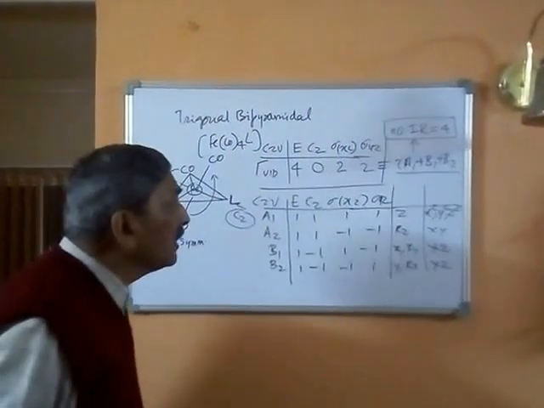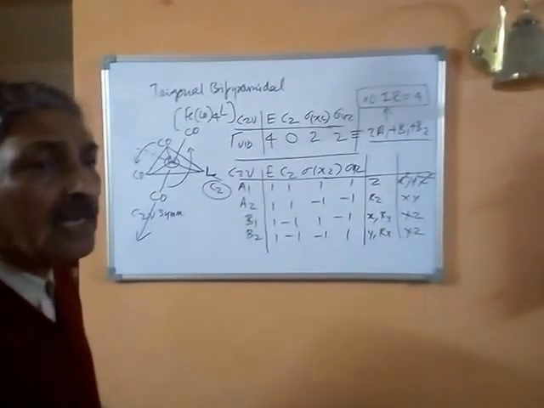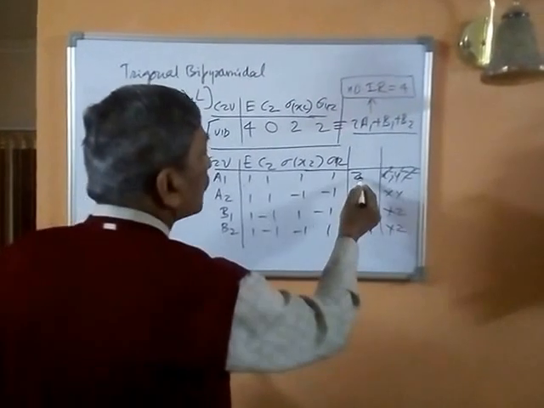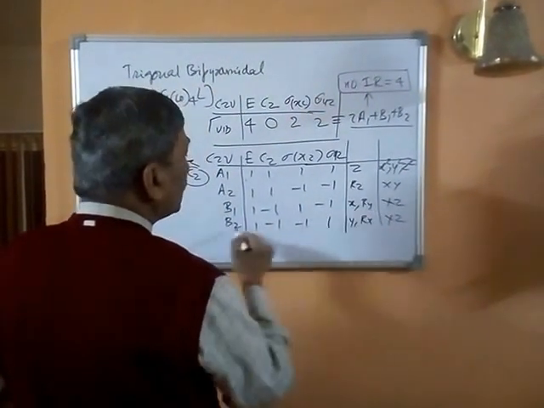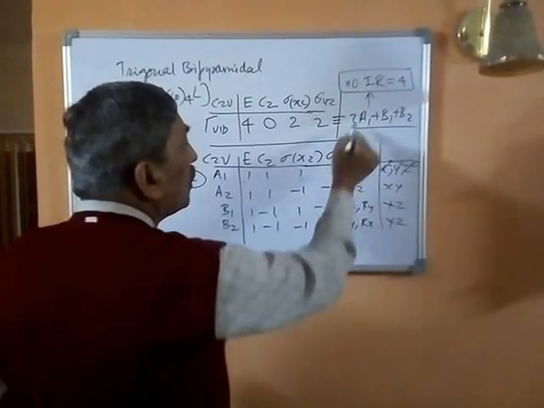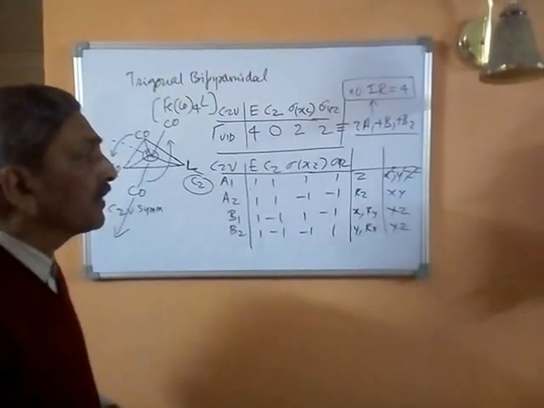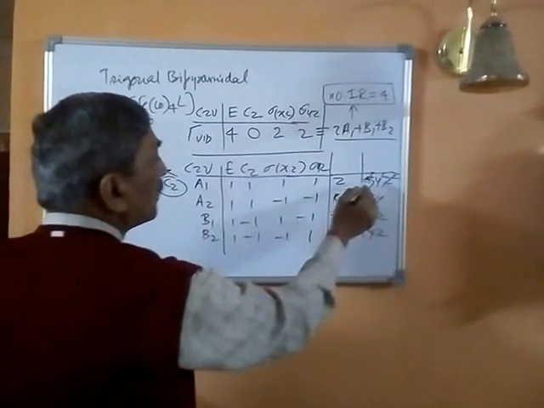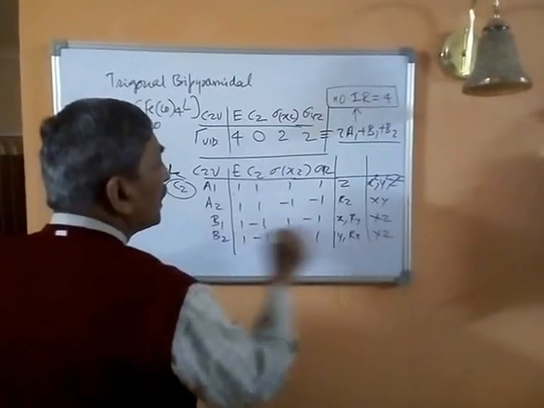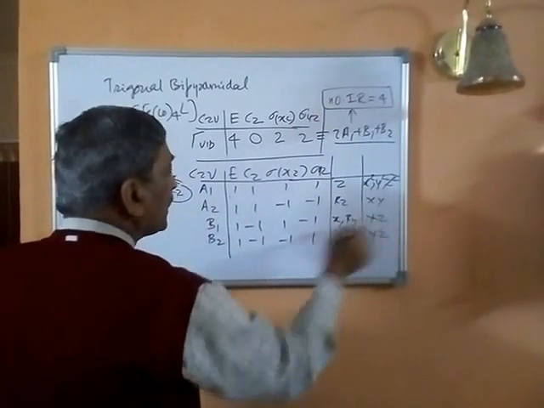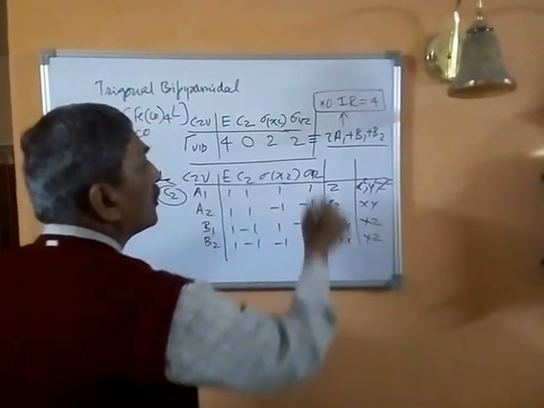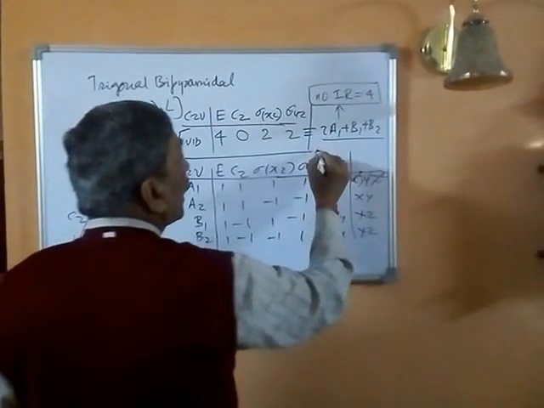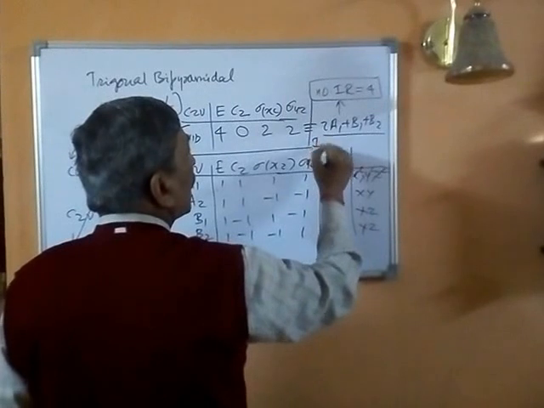Now if you look at the allowedness criteria, you can see that A1 is transforming as Z, B1 is transforming as X, B2 is transforming as Y. That means all the 4 are IR allowed. In the same manner, A1 is transforming as squares, B1 is transforming as a product of X and Z, B2 is transforming as a product of Y and Z, so therefore B1 and B2 are also. That means all the 4 are IR and Raman allowed.